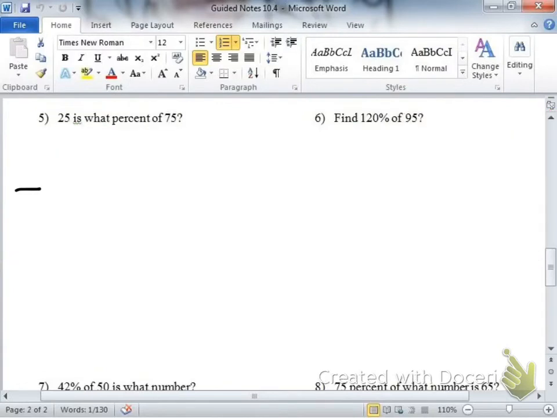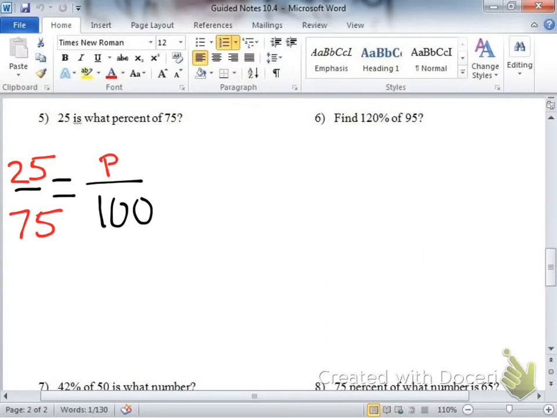Number 5, blank over blank equals blank over 100. What should I do? 25 is, so that's top left, good. The bottom is the 75. And then what am I looking for? The percent. So I'm going to use a P. If you want to use an X, because X is what you're used to, go for it.